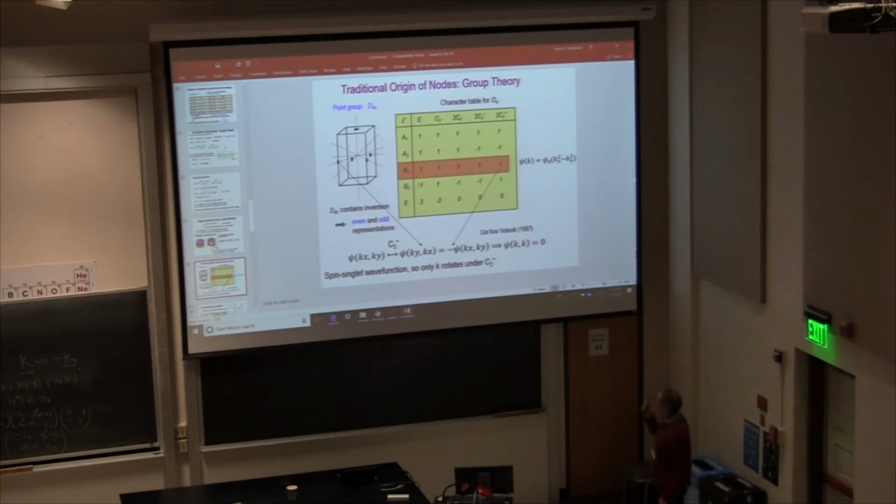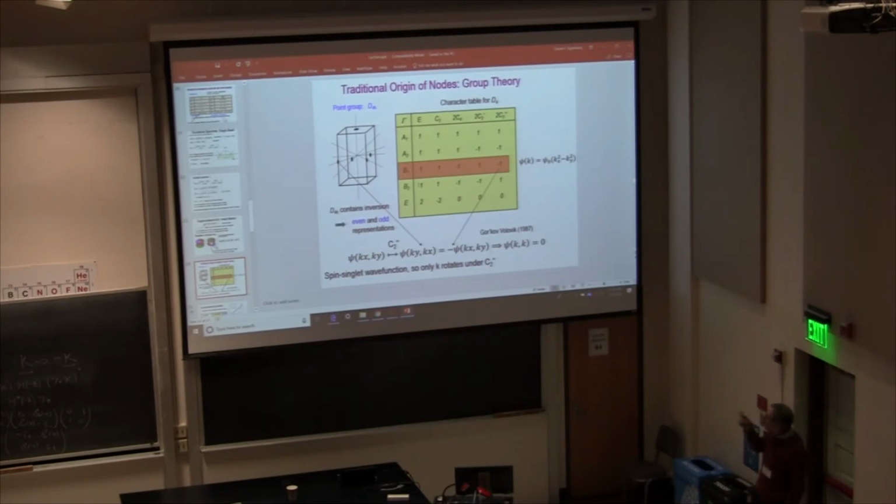Now I'm going to try to understand how these ones and minus ones give me nodes necessarily in my wave function. In particular, I see that I get some minus ones, and it turns out these minus ones are what dictate the existence of nodes. As an example, I imagine simply in 2 dimensions I have some scalar wave function psi(kx, ky), some spin singlet state that only exists as a function of kx and ky.